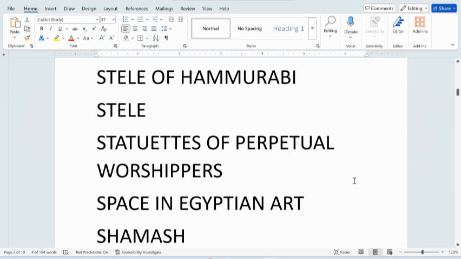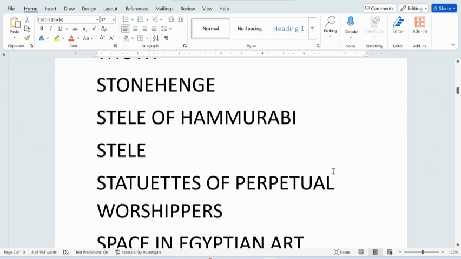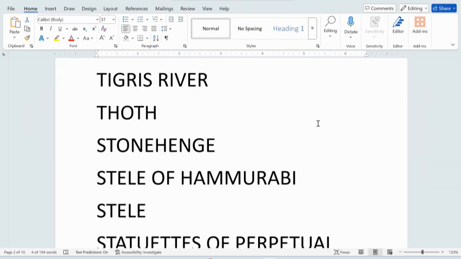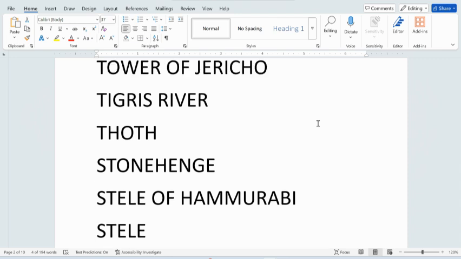And the stele of Hammurabi. And that one, I want you to know the style. Stonehenge shows up on the test. On that one, I want you to know the style. The name Thoth shows up. It was a minor character in one of the stories that I told. I didn't talk much about him at all. Remember that Mesopotamia is the area between the Tigris River and the Euphrates River. The Tower of Jericho pops up on the test.